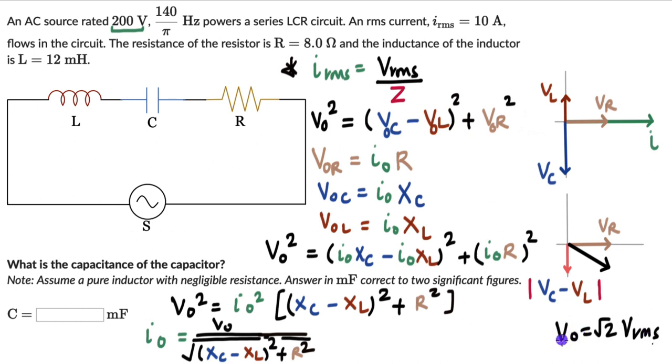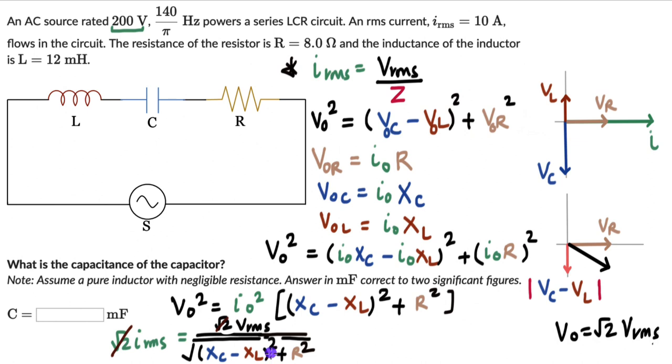Now, what we can do is substitute in place of V0, under root 2 VRMS, and in place of current, under root 2 IRMS. Now we can see that the under root 2 part just gets cancelled right away. And finally, if we compare this with the very first expression, we can see that we have finally figured out the expression of the impedance. Impedance is under root (XC minus XL) whole square plus R square.